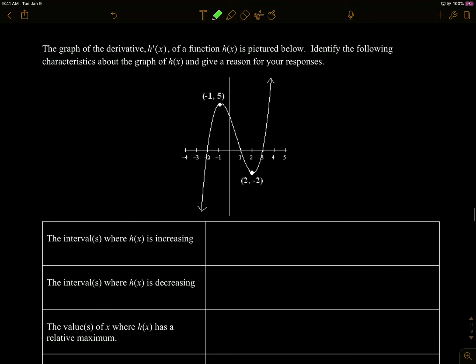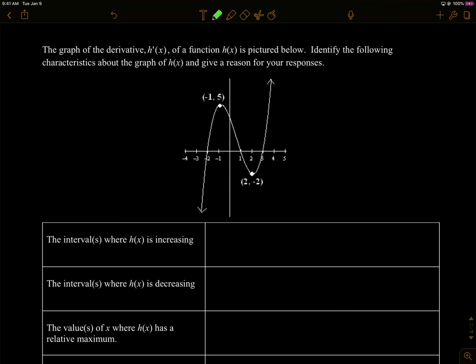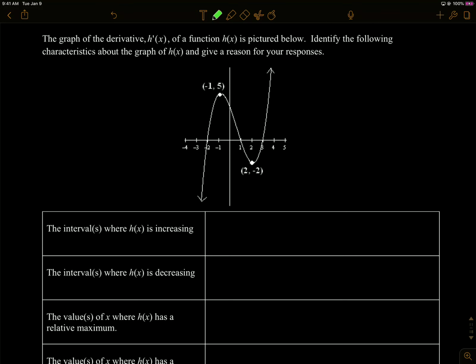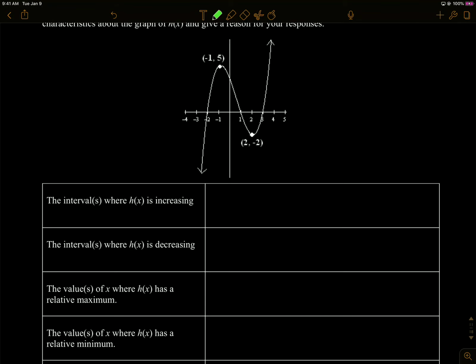Okay, moving along. We've got a little bit of practice on the back here of writing down and evaluating some of this stuff, like making conclusions. So the graph of the derivative is pictured below. So we're kind of going backwards now. Identify the following characteristics about h and give reasons for our responses. So when is h increasing?